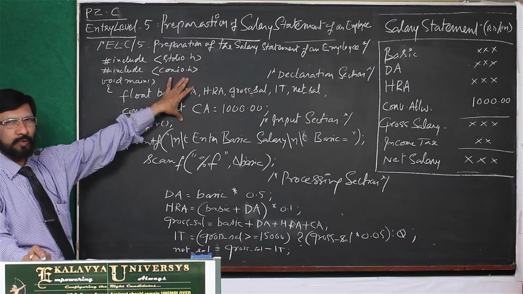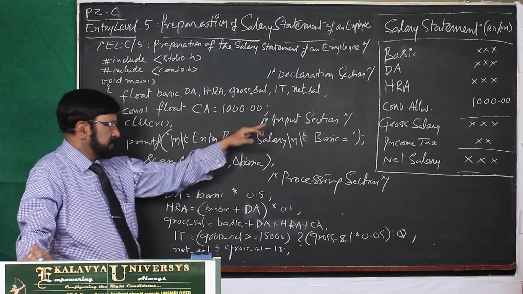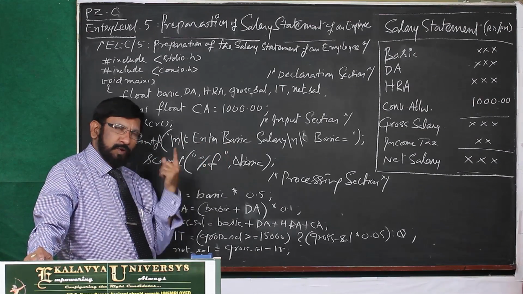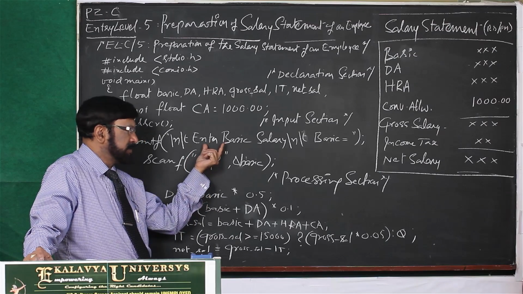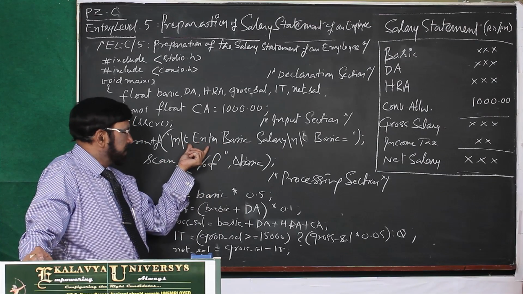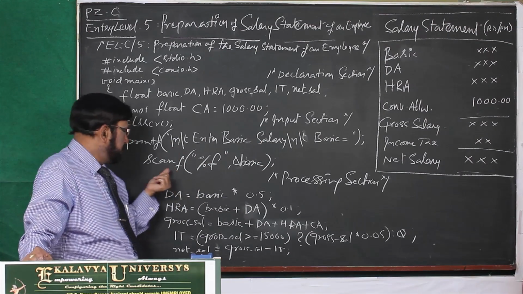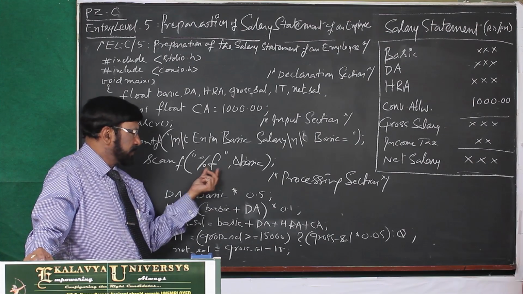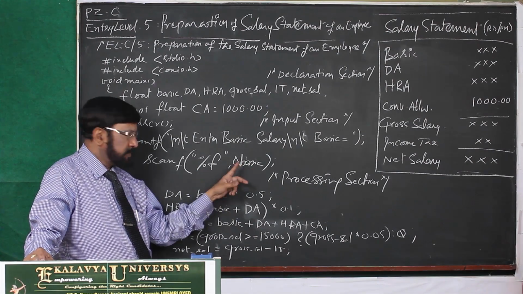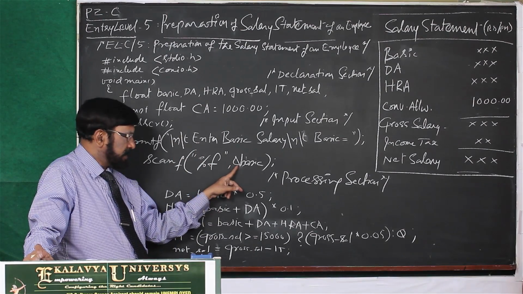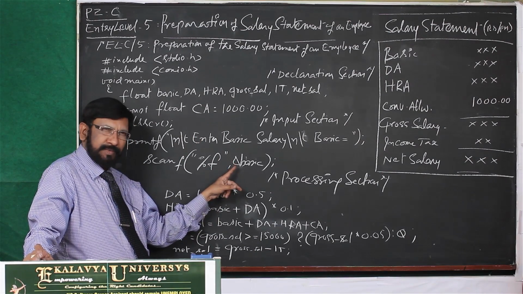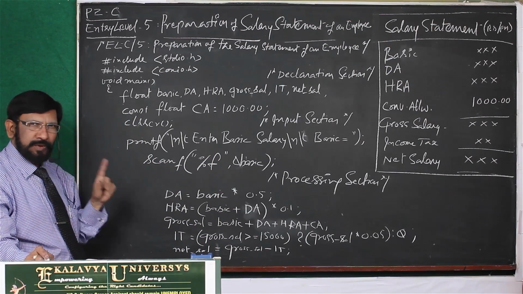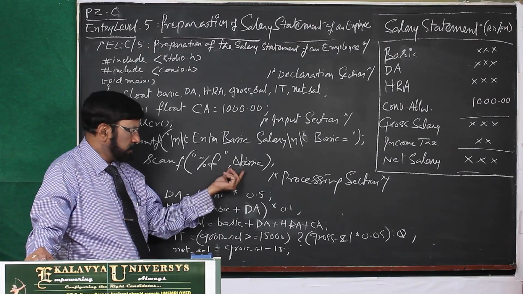So, the declaration section is over. Thereafter, clear screen, then the input section starts. In the input section, only one input item is there, that is basic. Then here, enter basic salary, that is the prompt statement. Thereafter scanf. As it is a float, you take it as percentage f and ampersand basic. This is a common mistake, a common error. You must write ampersand, otherwise it leads to error. Okay, so the input section is over. Only one item we are reading through the keyboard.